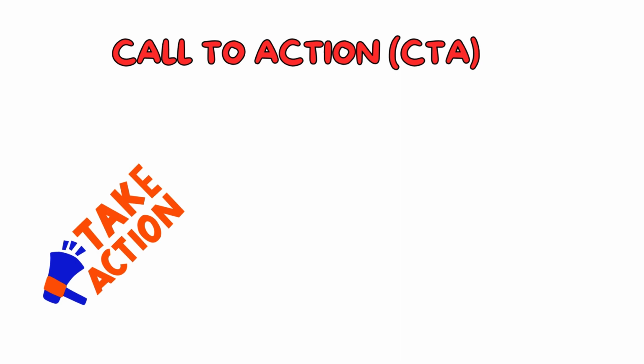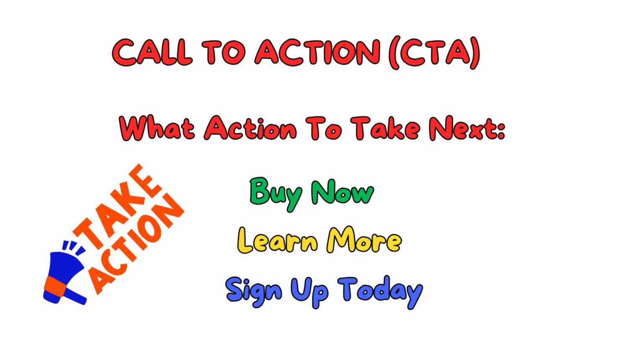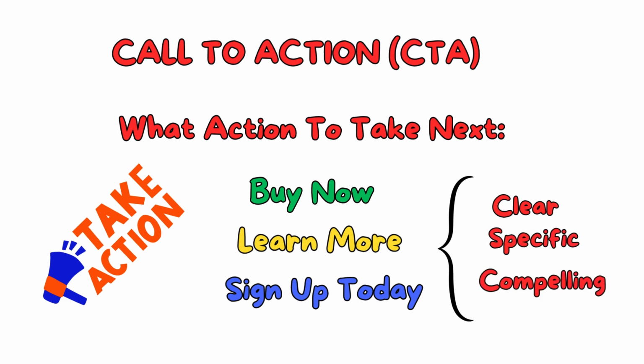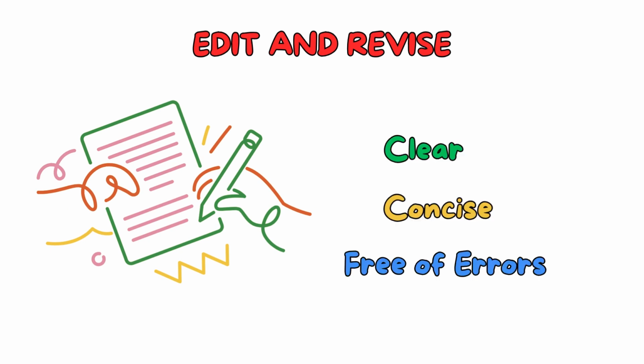Include a call to action, CTA. A CTA tells your audience what action to take next. Whether it's buy now, learn more, or sign up today, make sure your CTA is clear, specific, and compelling. Edit and revise. Once you've written your copy, take the time to edit and revise it. Make sure it's clear, concise, and free of errors. You may also want to test different versions of your copy to see which performs best.